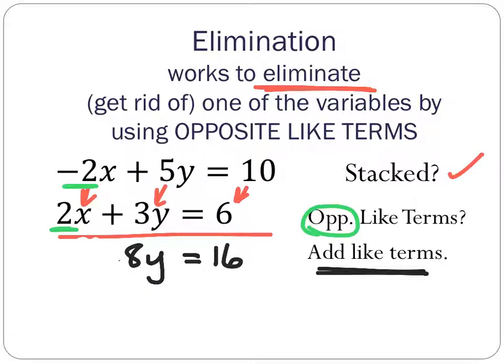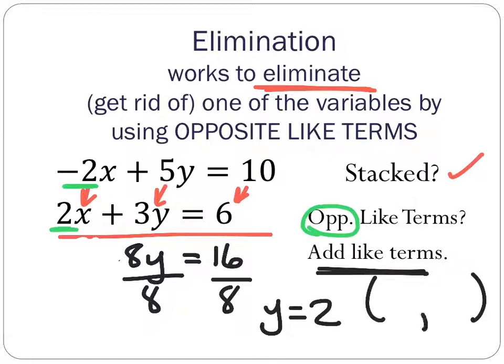So I can go ahead and finish my equation. Whoops, something's in the way here. I'm going to divide both sides by 8, and I know that y is 2. Okay, so once again, they're stacked. Opposite like terms allow me to solve for one variable. I'm not done yet. I know that y is 2. I need to find out what x is. So I'm going to show you how to do that on the next.